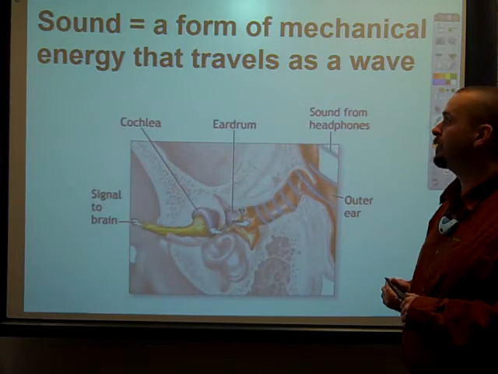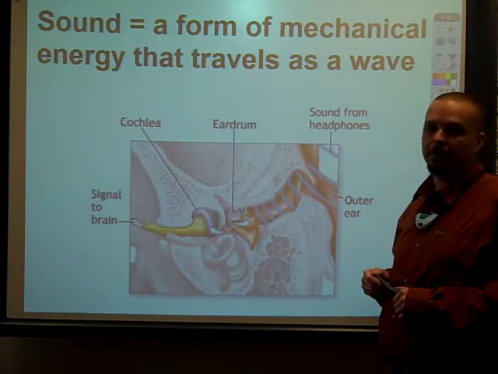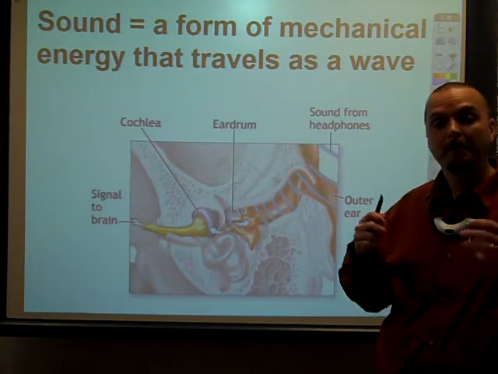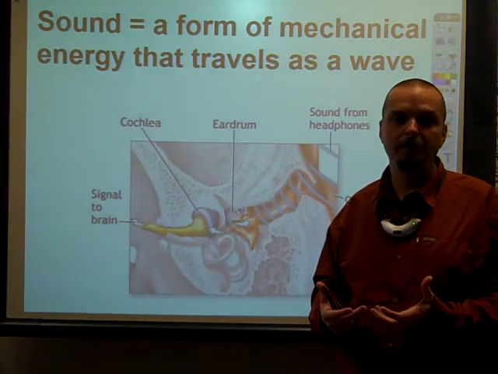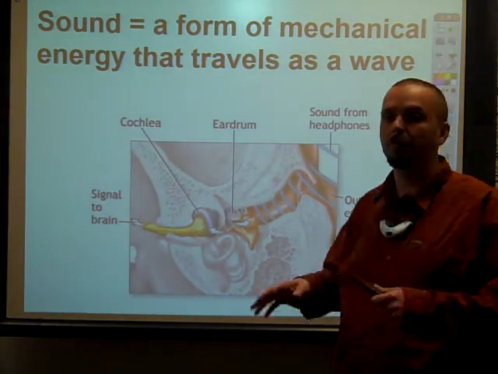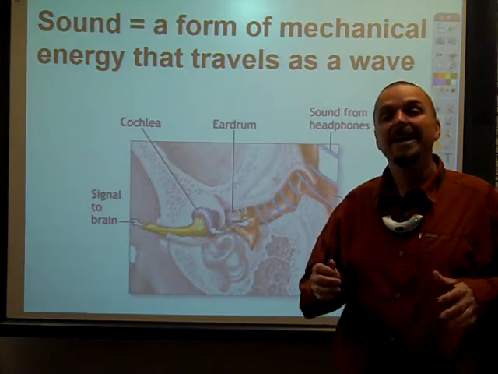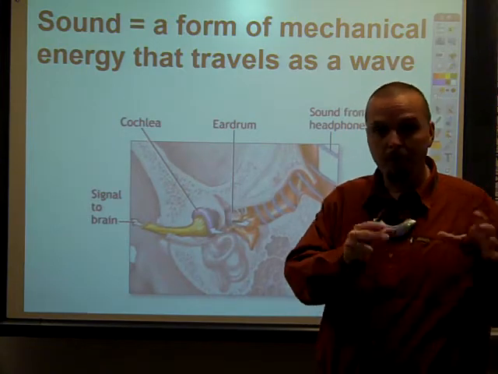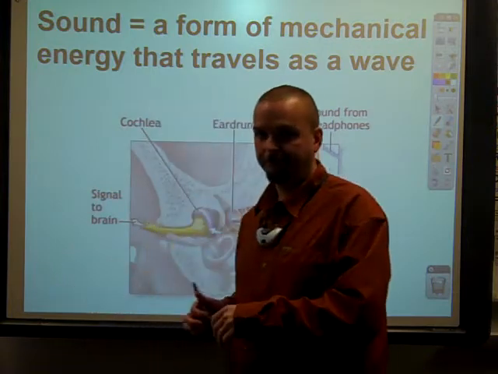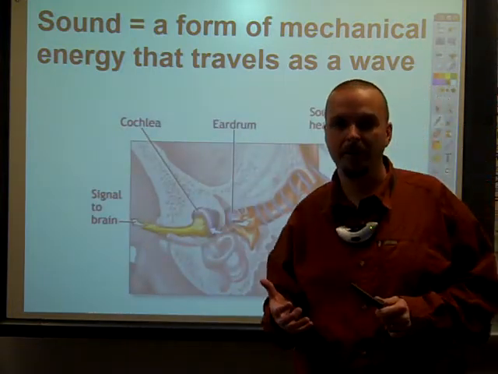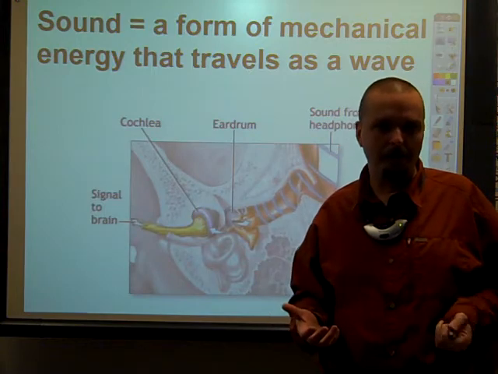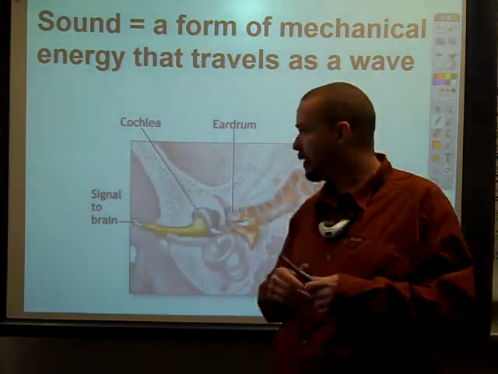Sound. Let's talk about what it is. Sound is a form of mechanical energy that travels as a wave. Remember, mechanical energy involves moving objects, taking objects out of their resting position. What makes sound different from regular mechanical energy is that in the regular mechanical energy, we're moving the whole object from one place to another. In sound, we're just producing a vibration in that object. The object really doesn't go anywhere, but the vibration moves through it.